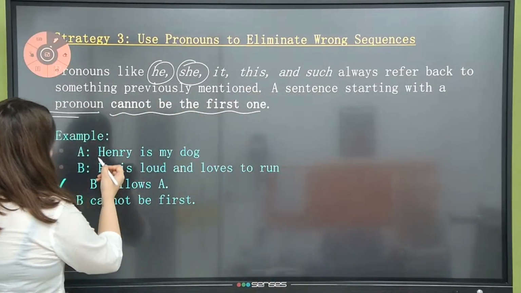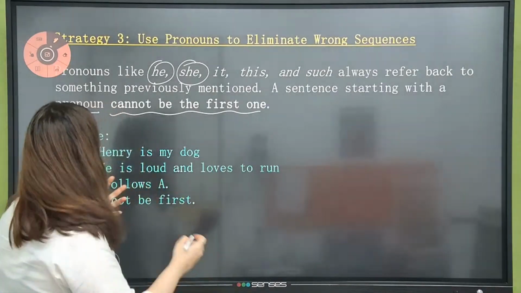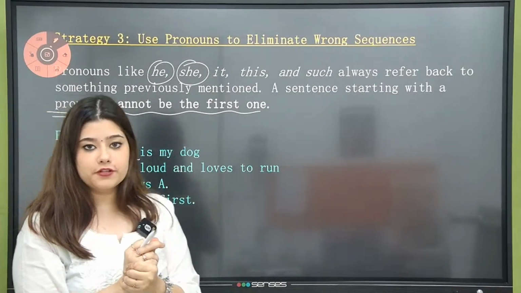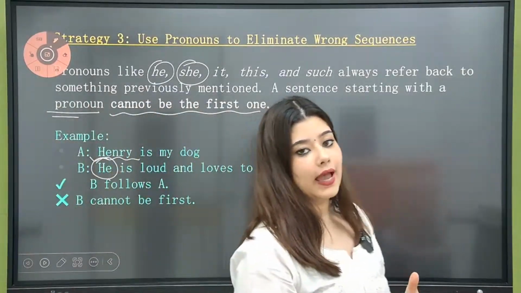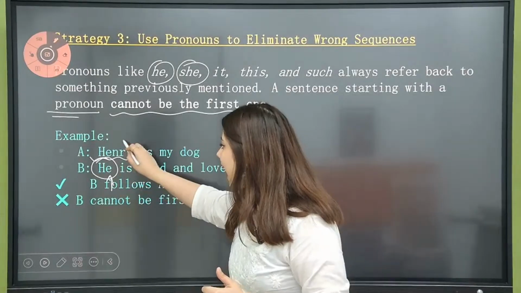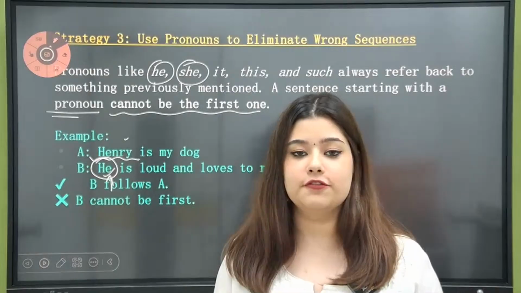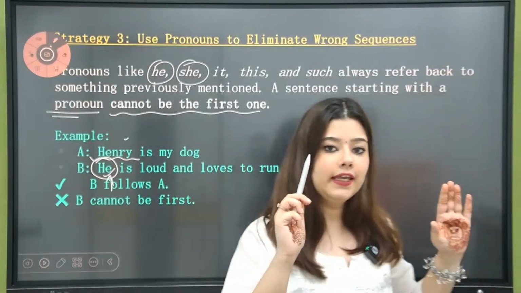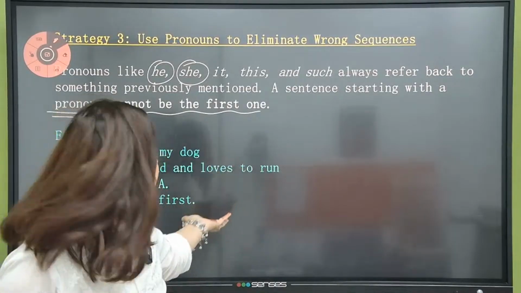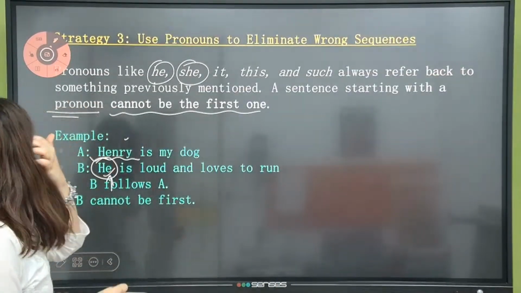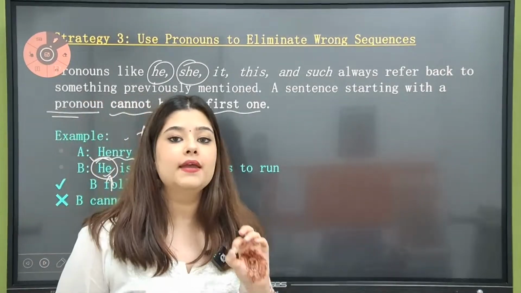For example, Henry is my dog and he is loud and loves to run. Now, I have to introduce Henry first and then only I can use he. I cannot first use he and then introduce Henry. Because who is this he? We have no idea. We need to have an idea first about who is this he. So I need to introduce Henry first and then I would point out his characteristics. He's loud, he loves to run, etc. So A would come first and then B would follow. B cannot be first.